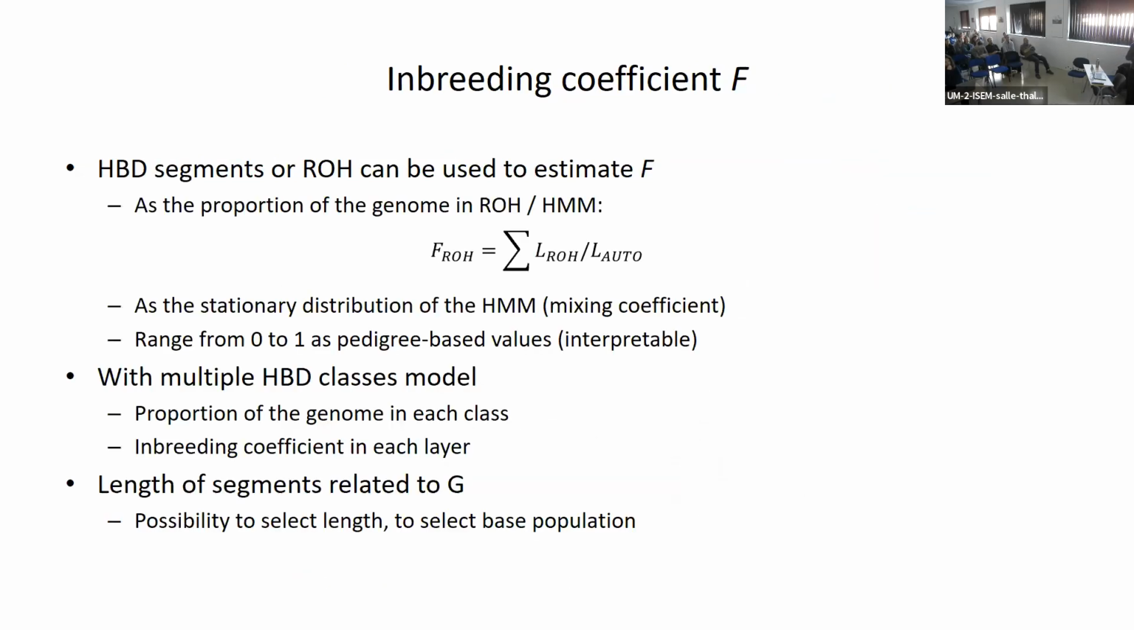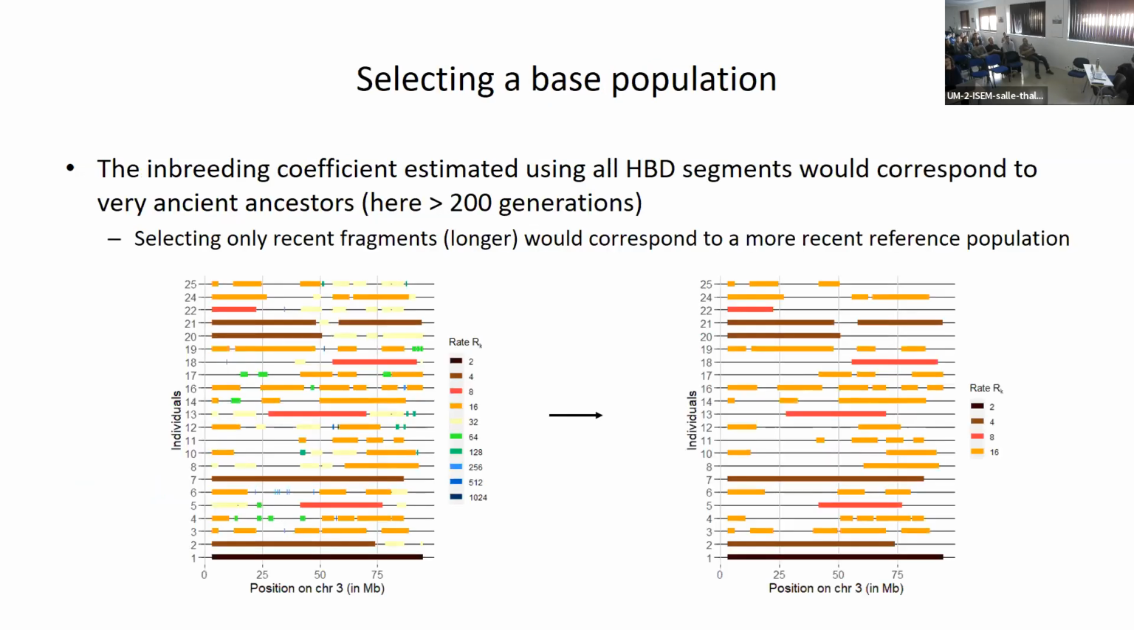So when you use the runs of homozygosity or HBD segments to estimate the inbreeding coefficient, you can use the length of the segments because you know it's related to the number of generations. So you can use the length to select your base population when you estimate the inbreeding coefficient. For instance, here, if I take back this picture where we have all the segments from all colors, we could decide to say that we want only an inbreeding coefficient for the last 10 generations and select only segments that are from the first 4 classes like that here.